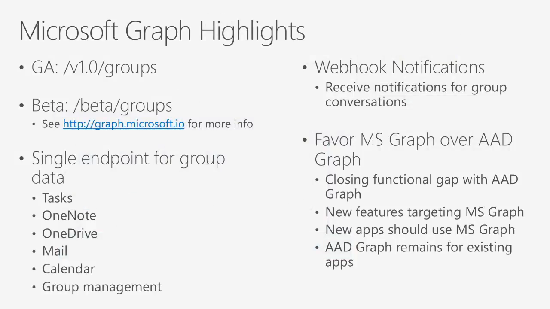At the moment, there's two versions of the Graph API. There's the generally available V1 version, and then there's the beta version. And what you'll see is there is some difference in functionality. So some of the newer features that are being pushed out are only available in the beta endpoint, and then they migrate through to the generally available endpoint over time.